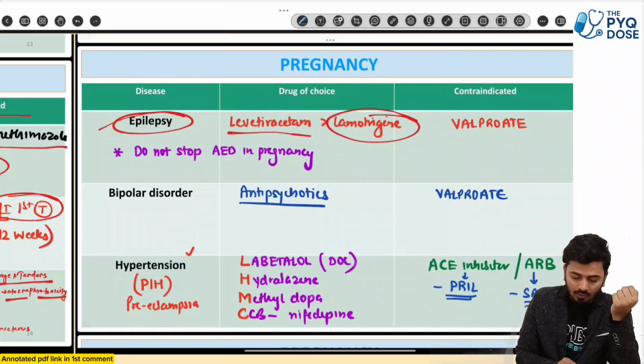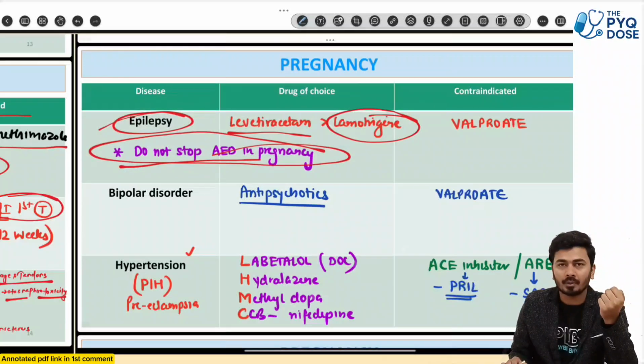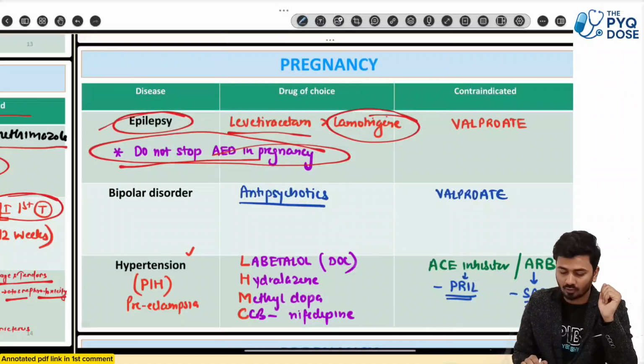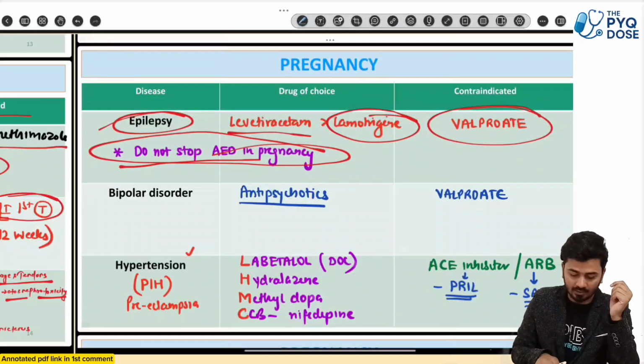Do not stop anti-epileptic drugs in pregnancy. Never stop anti-epileptic drugs. If the patient is already on anti-epileptic drugs and is now pregnant, never stop that drug during pregnancy. So which drug is contraindicated? Valproate. Valproate is an anti-epileptic drug which is generally contraindicated in pregnancy.